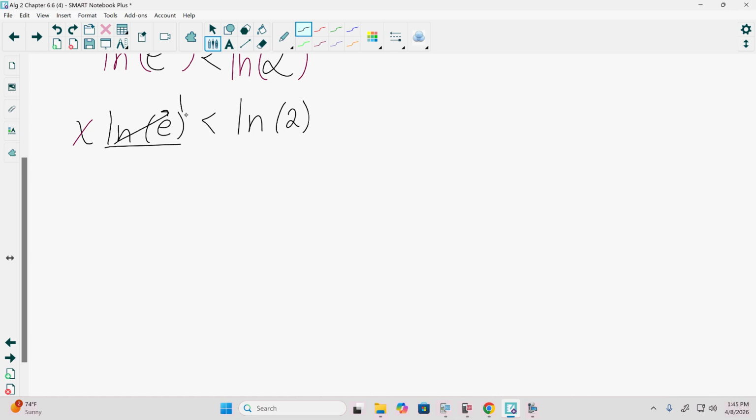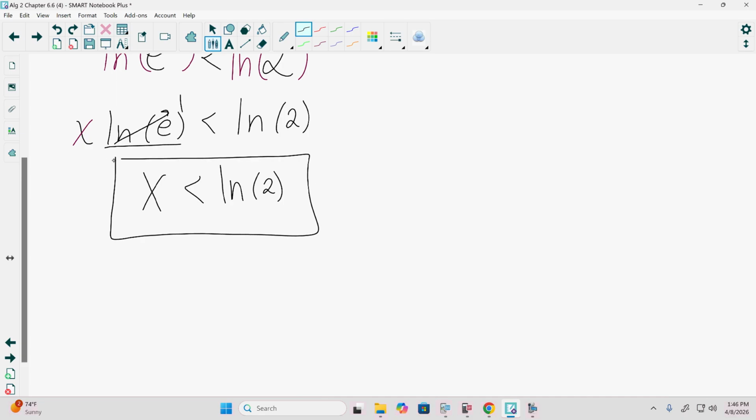Again, I just draw that line through it with an arrow, showing that this reduced to 1. So 1 times x is x. And we're saying x is less than the natural log of 2. Because x started in an exponent, we have no restrictions. This is the final answer. Questions on this here?